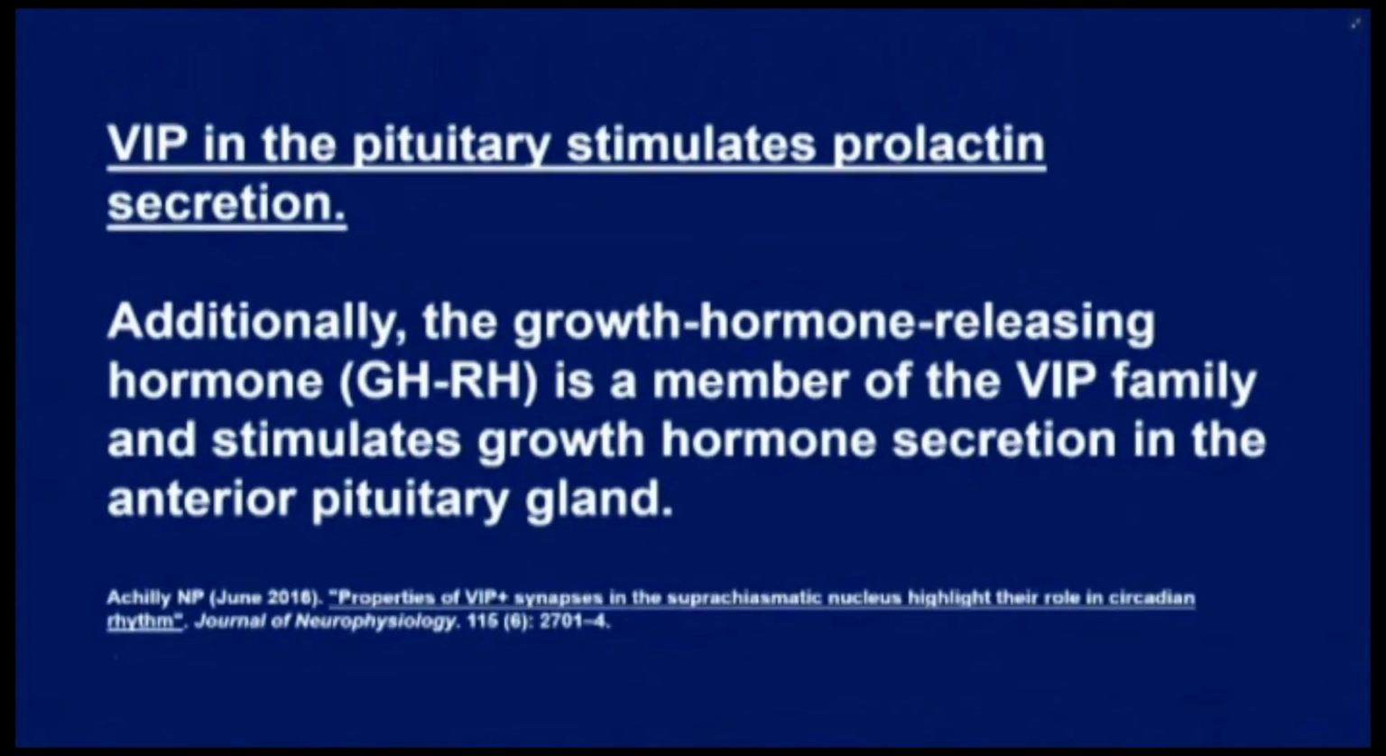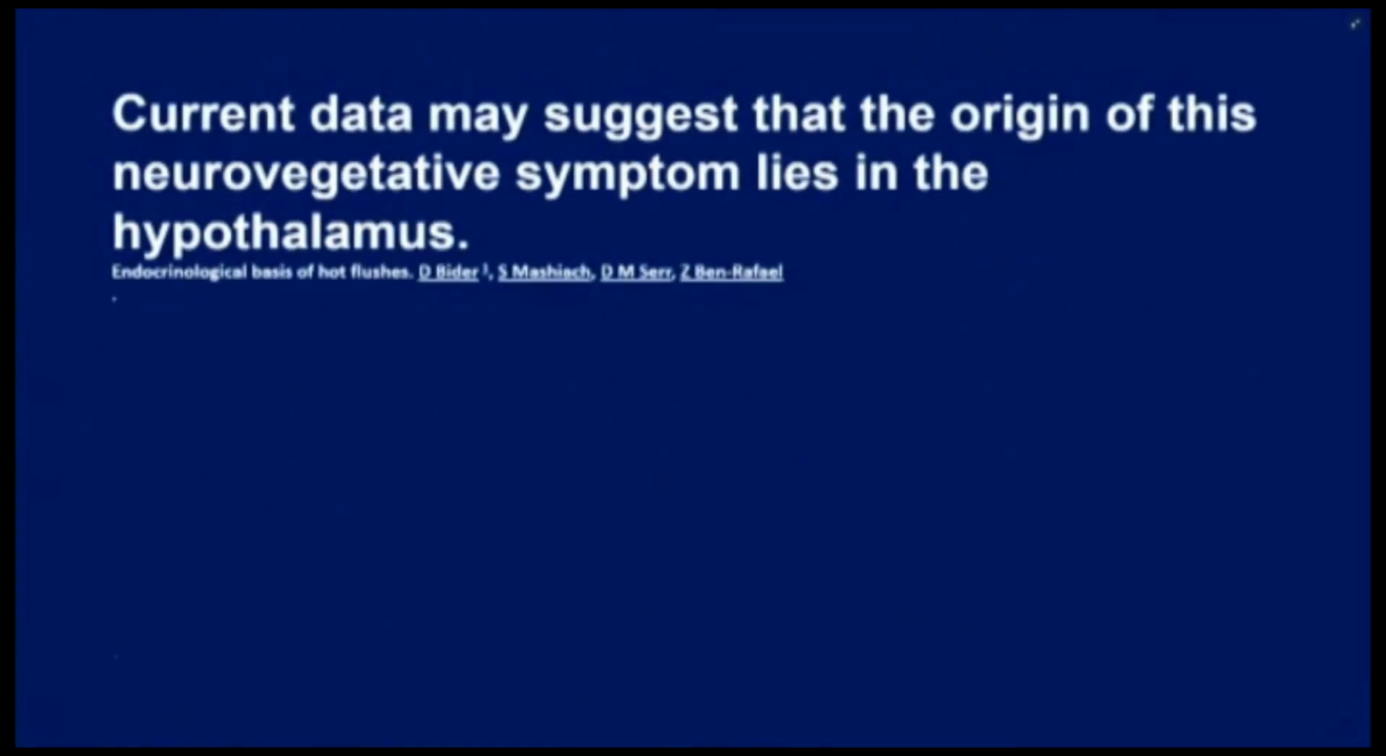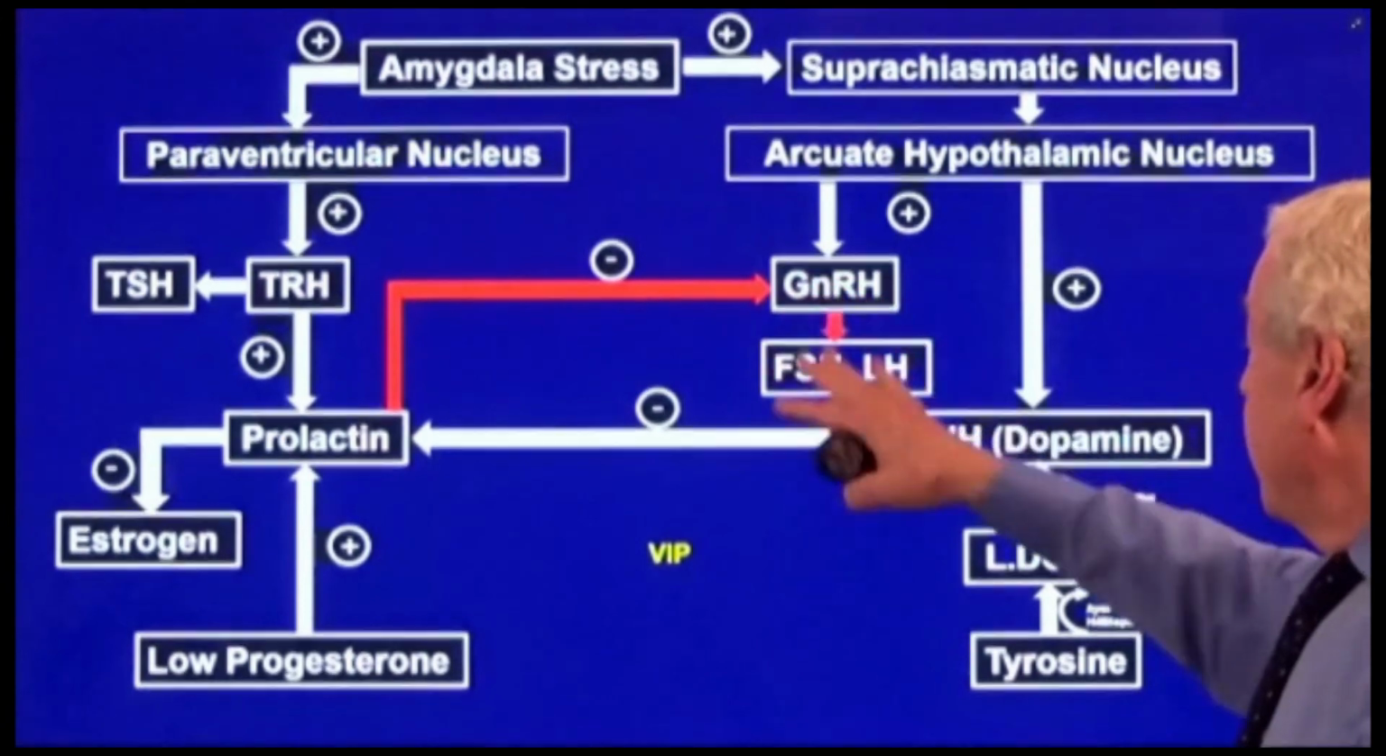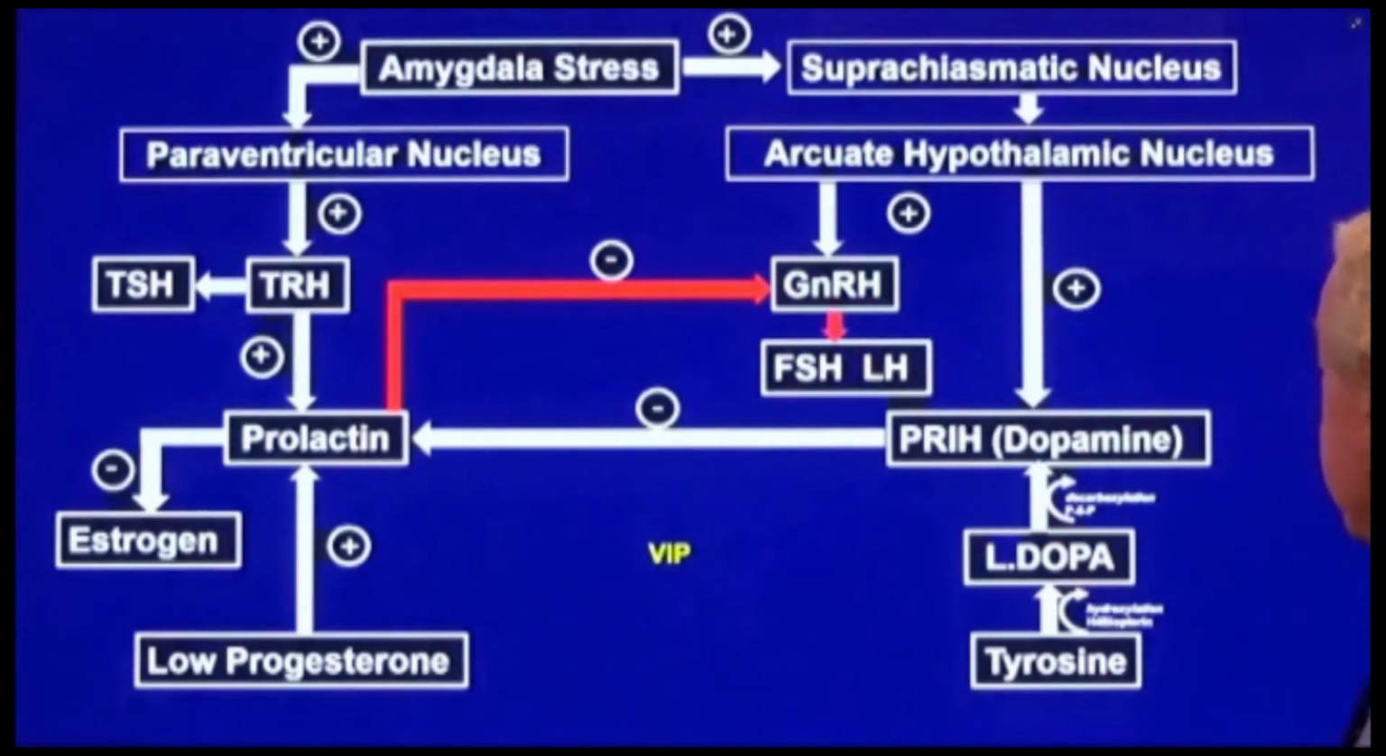VIP in the pituitary stimulates prolactin. Additionally, the growth hormone releasing hormone is a member of the VIP family and stimulates growth hormone secretion in the anterior pituitary. And this is the danger with high prolactin. Often you get high growth hormone released as well. Current data may suggest that the origin of the neurovegetative symptoms lie within the hypothalamus. So VIP. So looking back at our chart here, growth hormone, gonadal releasing hormone being suppressed by prolactin.